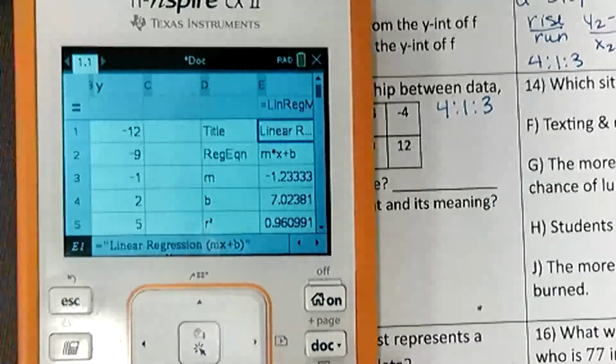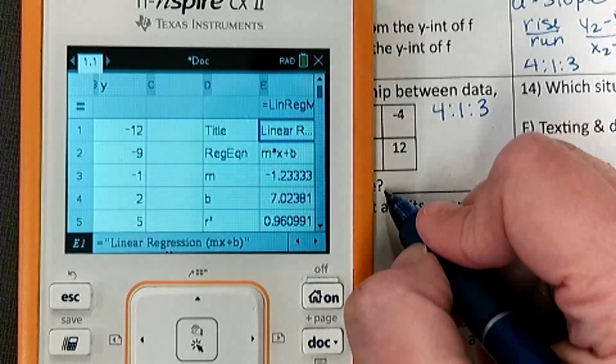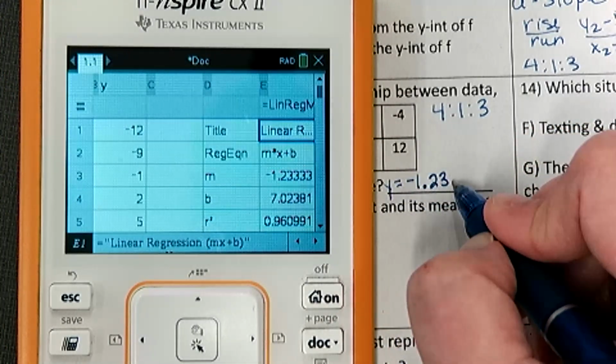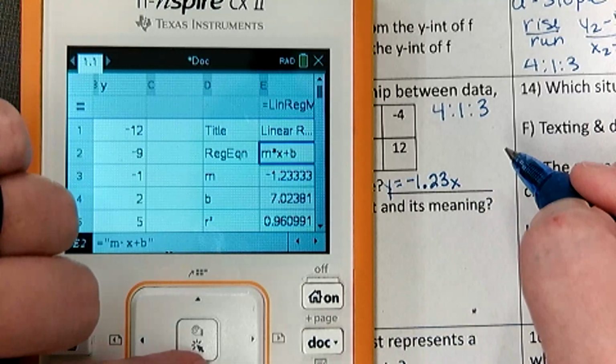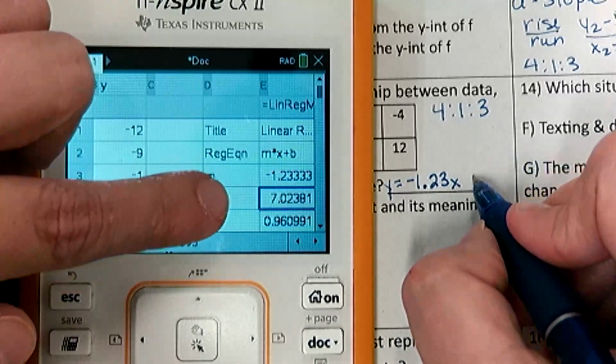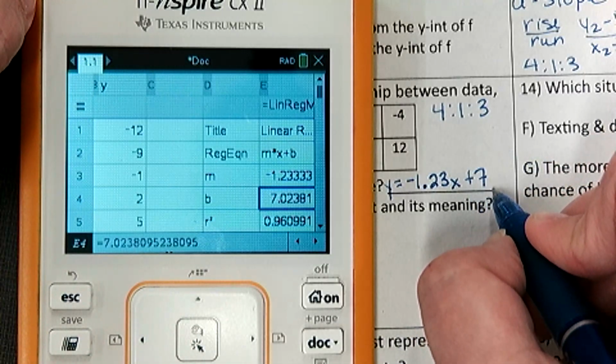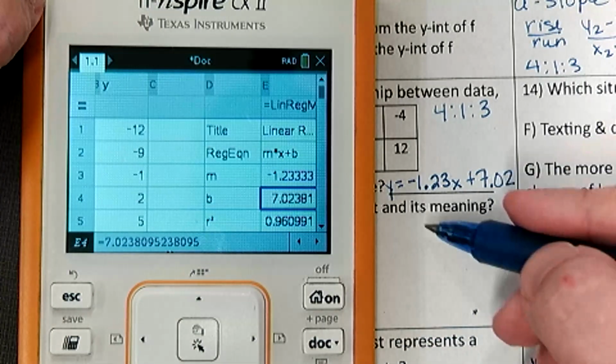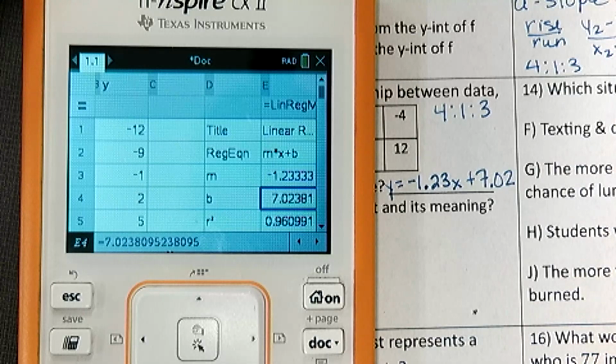So I'm going to kind of swap sides so I can write this down. Y equals negative 1.23. Don't forget your X on your slope. Our B, we could just say plus 7. You could put 7.02 if you really wanted to. If it's multiple choice, you'll be able to find the answer that's closest to yours.